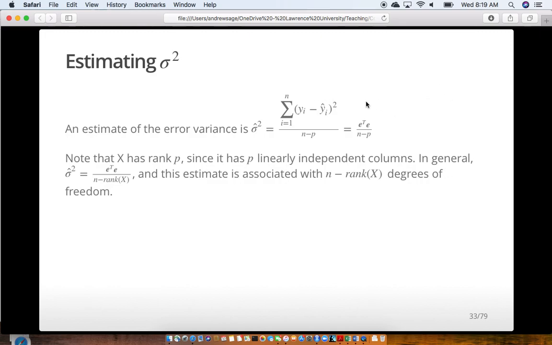We've seen that this quantity in the numerator, the sum of the squared residuals, can be expressed as E transpose E, where E is the vector of residuals. Note that more generally, for a p-dimensional matrix X with rank p, or with any rank, we can write the estimate sigma hat squared as E transpose E divided by n minus the rank of X. The quantity n minus rank of X is known as the degrees of freedom.